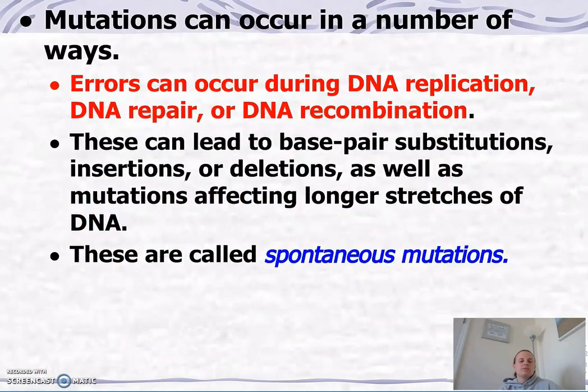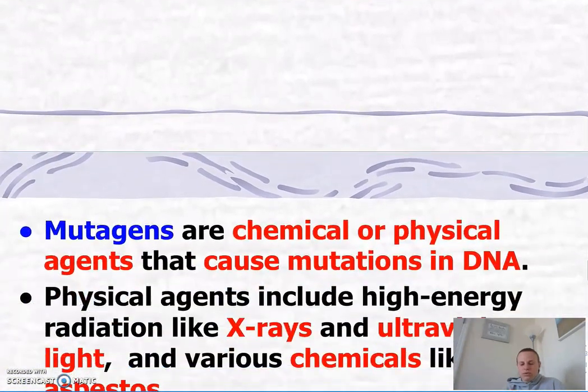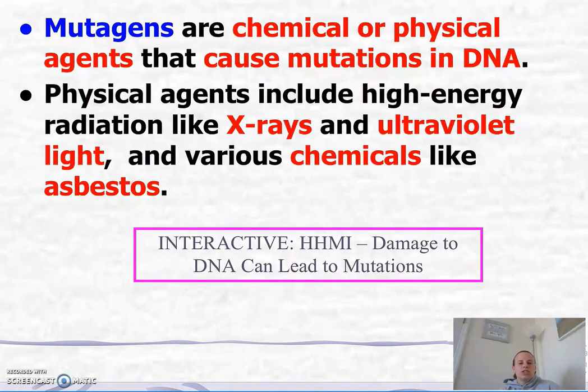So how do these mutations occur? Well, they can occur during DNA replication, they can occur during DNA repair, they can occur during DNA recombination, and they're known as spontaneous mutations. We also know that we are exposed to mutagenic agents. These mutagens are chemicals or physical agents that cause mutations in DNA. For example, X-rays, ultraviolet light, chemicals such as asbestos.